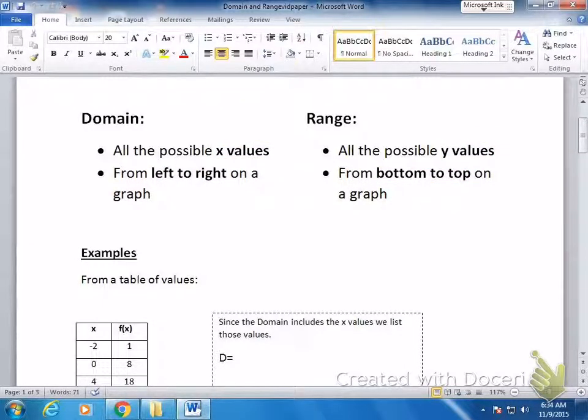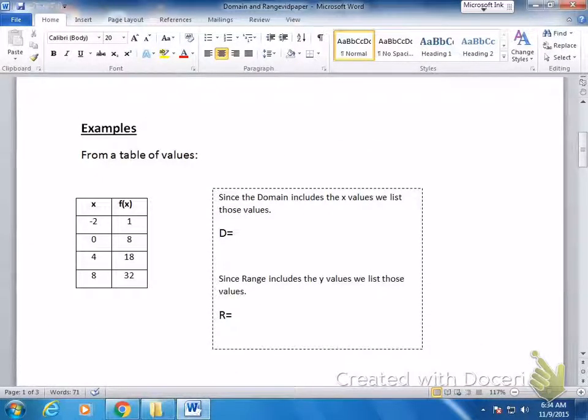Now let's look at a couple of examples of these. The first one we're going to look at is a table. If you see a table with domain and range, you should be very happy. It says over here that since the domain includes the x values, we just list those values. So I'm going to come over here to my x column. I'm going to say D equals, and I'm going to open up my curly brace. And I'm just going to list those x values. I've got -2, I've got 0, 4, and 8. So that wasn't too bad.